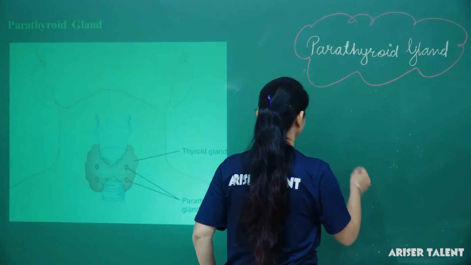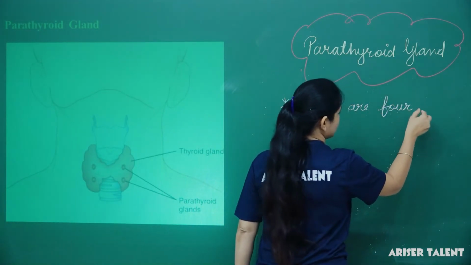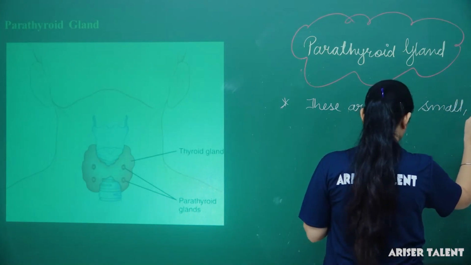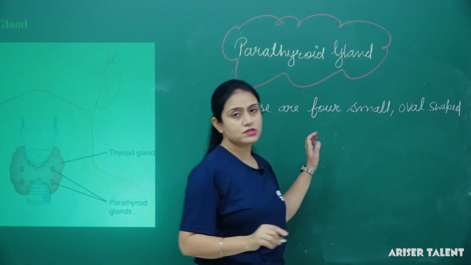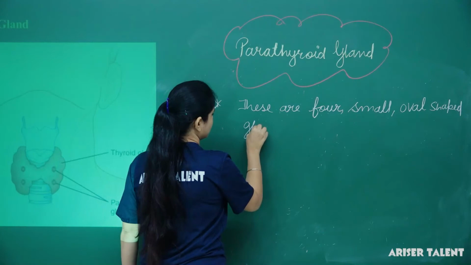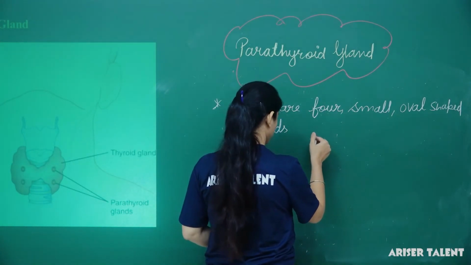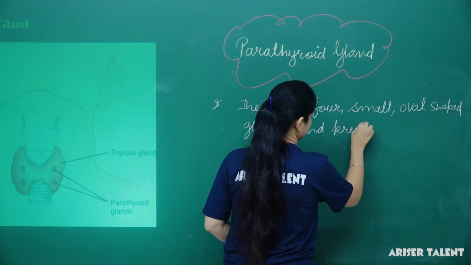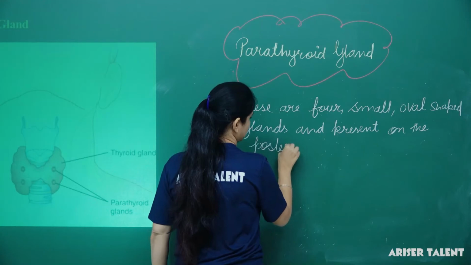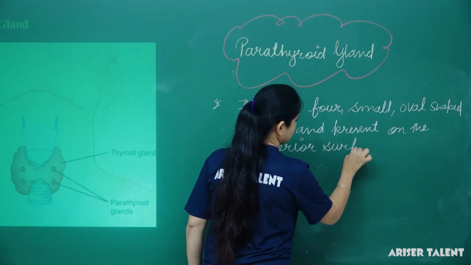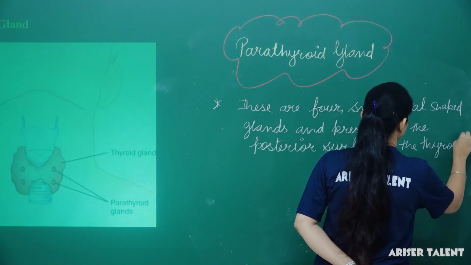Let me tell you that generally these are 4 small, flat or oval shaped glands, and generally they are present on the posterior surface of the thyroid gland.